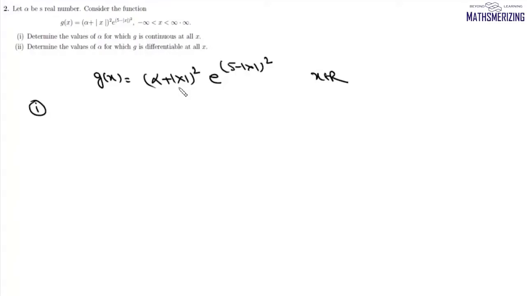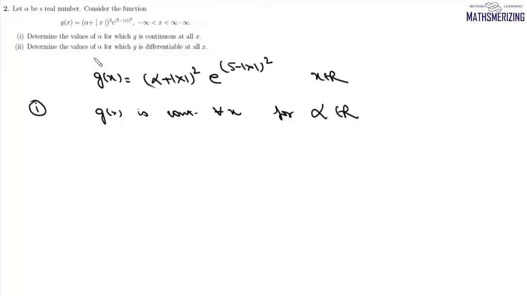Now we know that mod of x is a continuous function. The exponential function is also continuous. Any polynomial function is also continuous. So their composition and their product will also be a continuous function. So this g(x) is continuous for all x for alpha belongs to R. So whatever may be the value of alpha, this function will always be a continuous function.